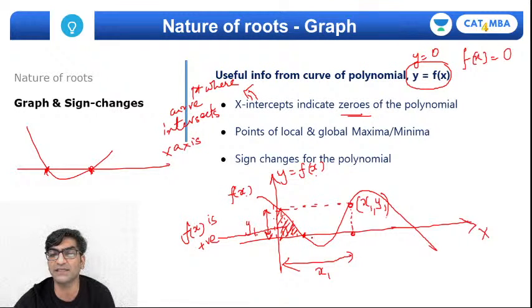Now consider this region. Since the curve, right, between these 2 points, you consider the curve here, right? In this region, f(x) will be negative. How do I know this?